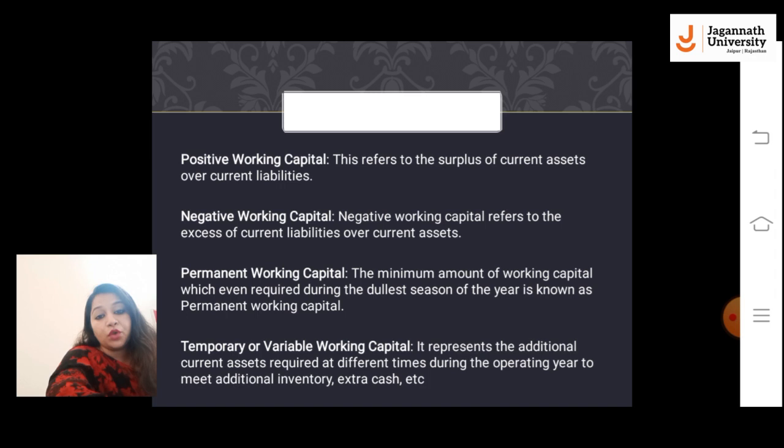Next is specific working capital under temporary working capital. Specific working capital is that part of temporary working capital which is required to meet unforeseen contingencies like strike, flood, war, etc.